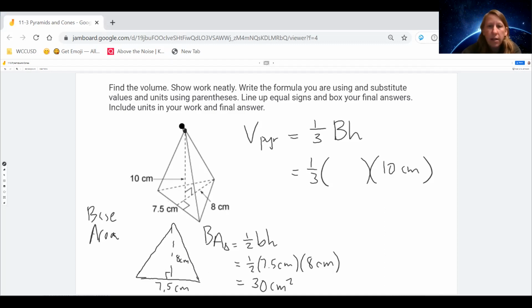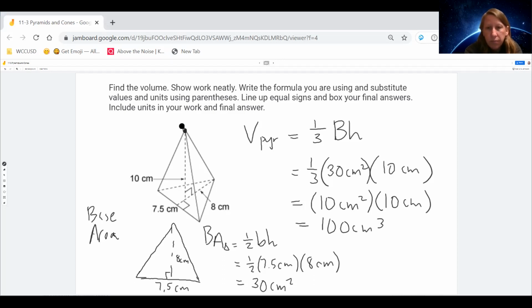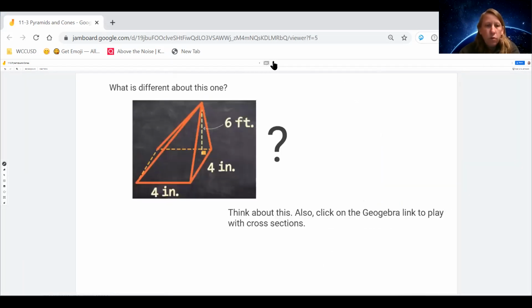So it takes 30 centimeter squares to cover this. And then we have a height of 10. Oh, they're so nice to us. What's a third of 30? That's just 10. So 10 squares times 10 centimeters is 100 cubic centimeters. Ooh, a little messy, but not too bad. Ooh, what's different about this one? We already talked about it.